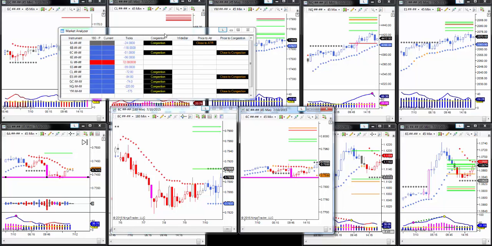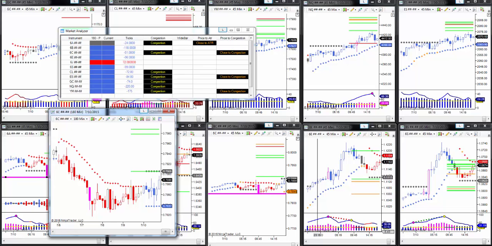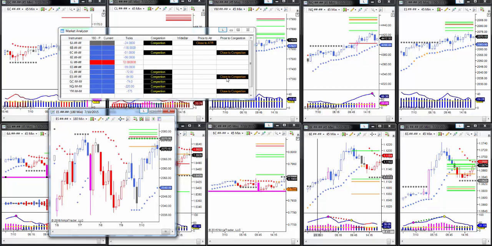This is one of the reasons that I use the market analyzer or the scanner with the price to the ATR column and price to congestion. It lets me know ahead of time, hey, on the higher time frame, you are at an area of support and resistance. You do not want to trade against that higher time frame. So again, if we look at some of the others right now, for example, the ES, this is telling me, hey, you need to look at this chart.